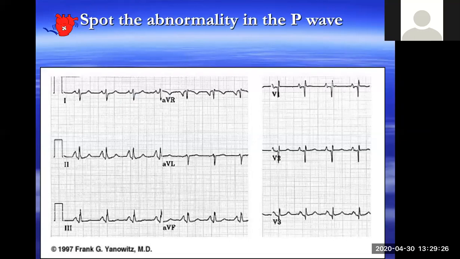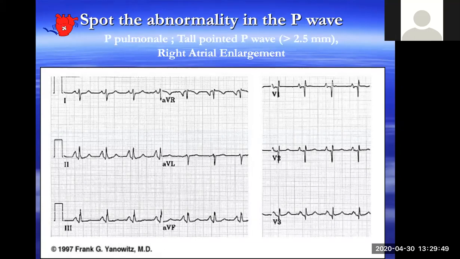So what abnormality of P waves can you detect from the ECG? If you look at the ECG and just focus on the P waves, as we said, the best lead to look at is lead two. If you look at lead two here, the P wave looks big compared to the R wave. It's nearly as high as the R wave, tall and peaked. This is called P pulmonale. So P pulmonale indicates right atrial enlargement. You see this in chronic obstructive airway disease and pulmonary hypertension. So just by looking at the ECG, you can say this man has a large right atrium. You did not do an echo, just by looking at the ECG.